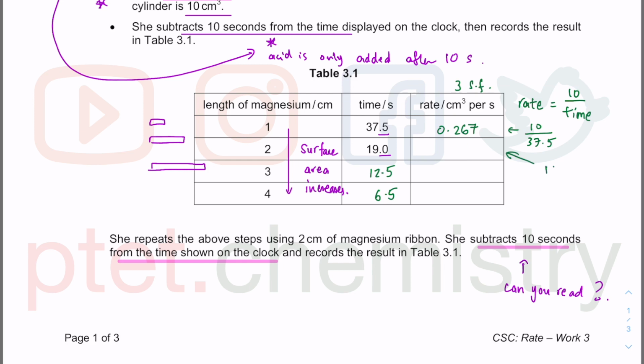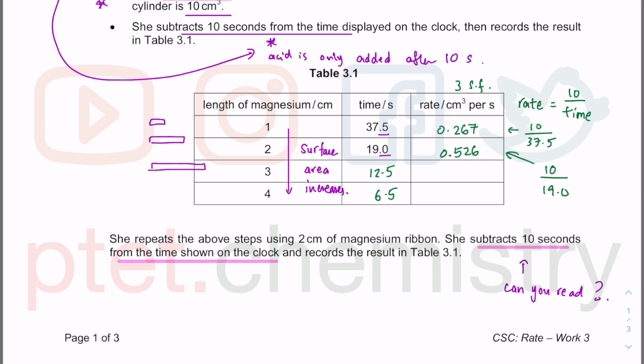For the next one, I get 10 divided by 19.0. And my calculator, to 3 significant figures, shows me 1, 2, and 3. So I look at the fourth one. This is lesser than 5. So I don't do anything to the 6 at all.